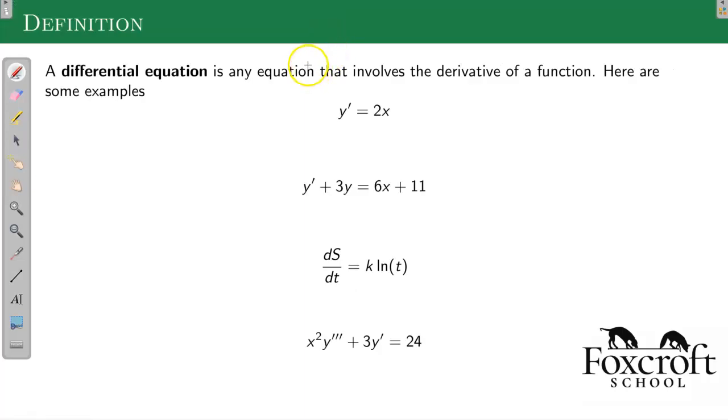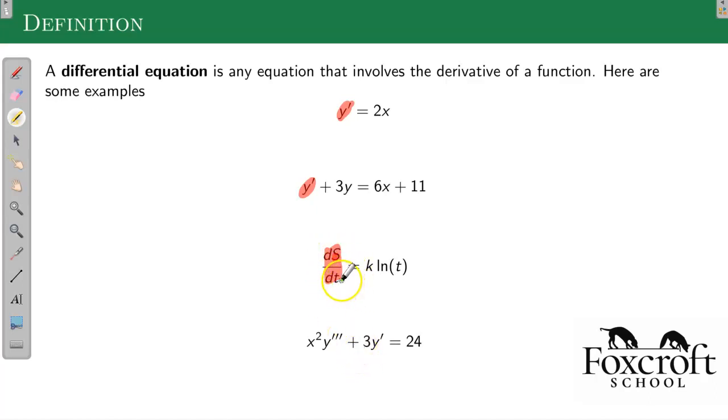All right, so a differential equation is any equation that involves the derivative of a function. Remember, derivatives are just rates of change, just like the example we were just talking about. So any of these equations that has a derivative, here we have y prime, which is our normal derivative notation. This one also has a y prime. The other type of notation we use is like ds/dt. This is the change in s over the change in t, also a rate of change.